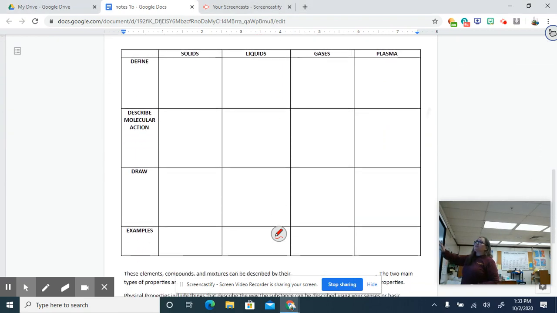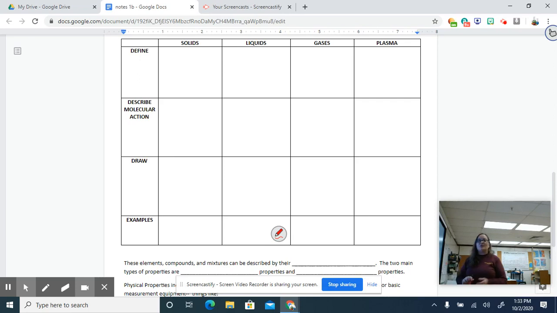All right, so we've got this lovely little chart here. Now, I realize that you are not going to be able to draw very well digitally. I tried inserting a drawing. I tried all sorts of things. So please just do these drawings on your own paper so that you have them. Okay? Okay, thank you.